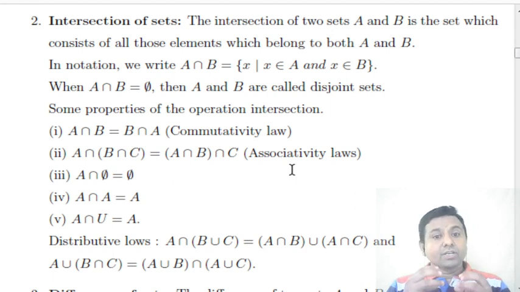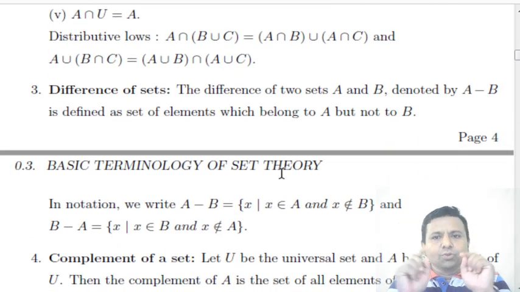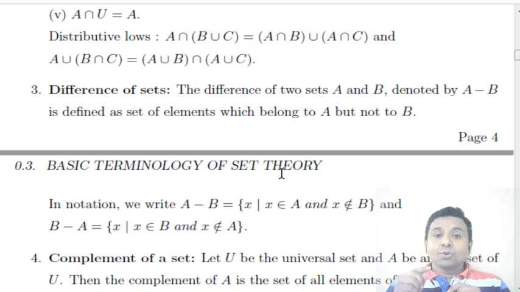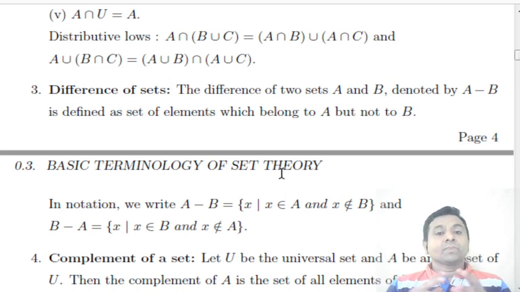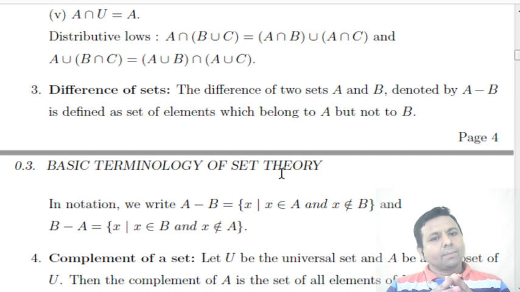Here we have some properties which combine intersection and union, known as the distributive law. A intersection with B union C equals A intersection B union A intersection C. A union B intersection C equals A union B intersection A union C. The representation of sets is easy to understand in a Venn diagram, which we already learned in school mathematics.